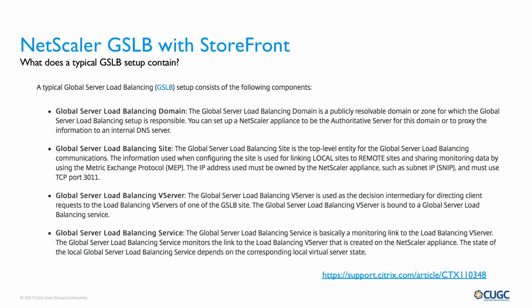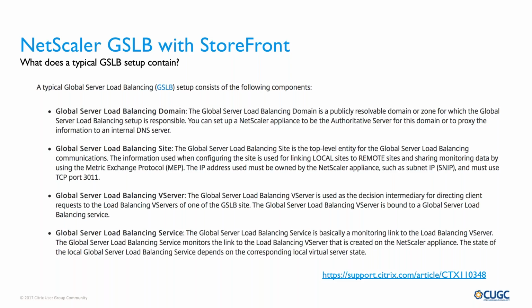So just to run through what a typical GSLB setup contains. So the global server load balancing domain, this is essentially the publicly resolvable domain name. So in my case, storefront-gslb.jake.lab. If you were an internal business, that would probably be the internal URL for StoreFront that you're using. The site is essentially the top level entity. So in each data center, we'll be defining a GSLB site, and we'll be telling each HA pair about the corresponding remote site in the other data center.